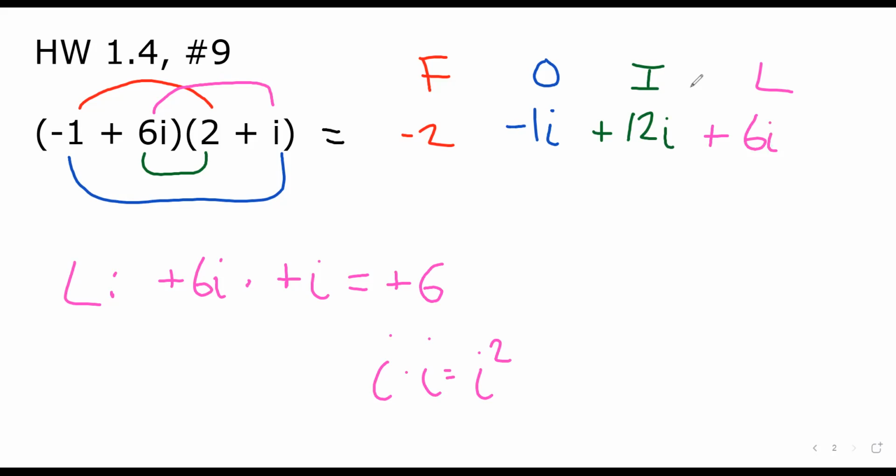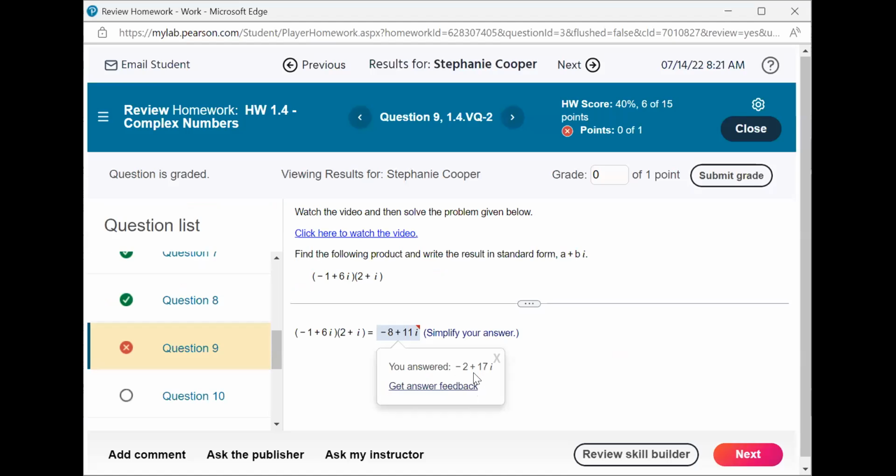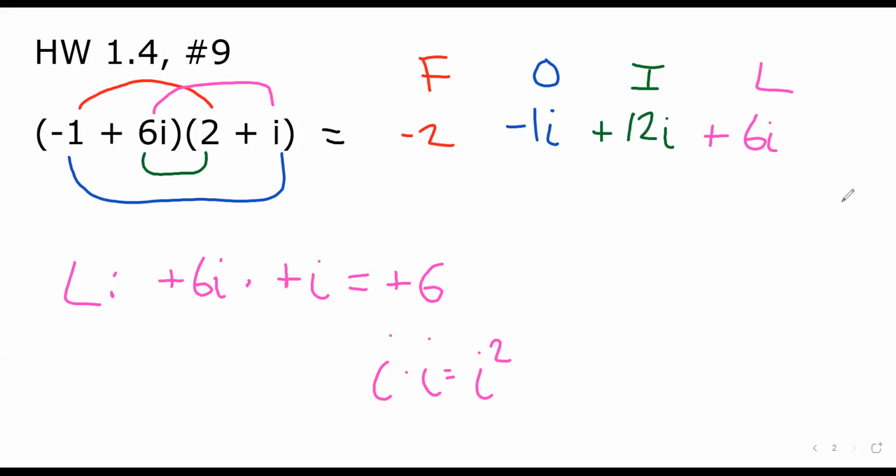Because if you did, then you would end up getting the answer that you had typed in. The answer you typed in was -2 plus 17i. And in this problem, as is, if you combine all 4 of these pieces, you do get -2 plus 17i.